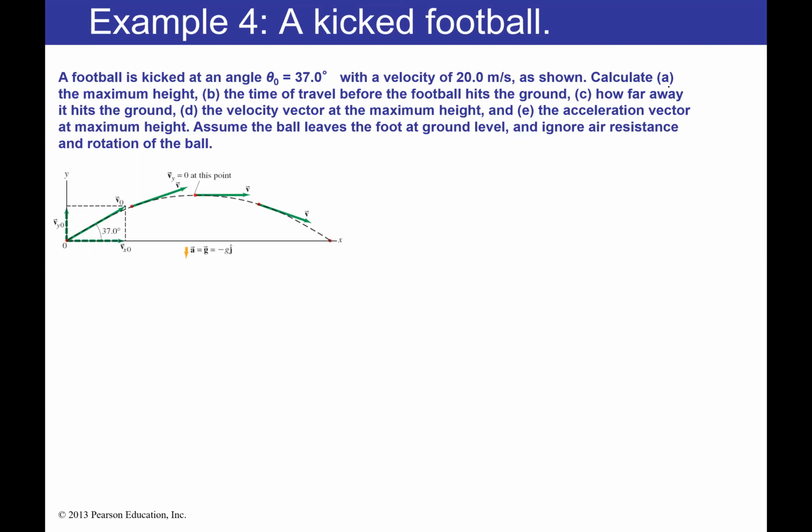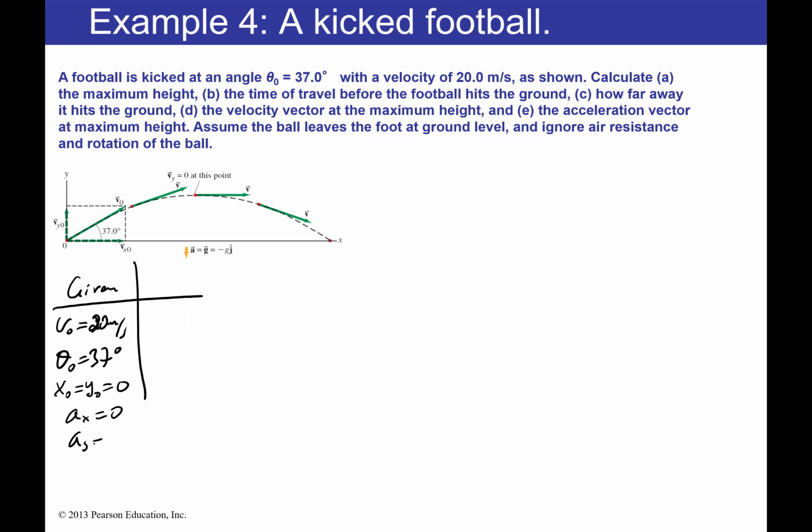Right. Perfect. That means we can treat this as a purely two-dimensional free fall problem. Now, for this problem, what are we given? The initial velocity, which is 20 meters per second, the initial launch angle, which is 37 degrees, and it seems like nothing else we're given. Well, we can take the initial position in x and y, set it to 0, and I can say then ax equals 0 and ay equals negative g.